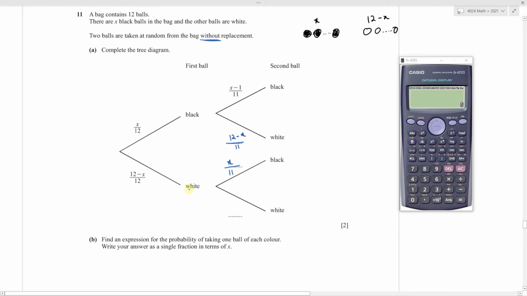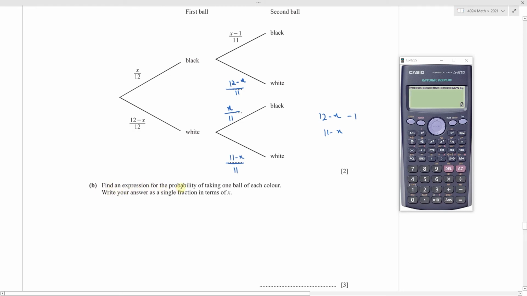If your first one is white, what is the probability that the second one is also white? Again, the total balls remaining are 11 because you have chosen one already. Now how many white are remaining? Originally there were 12 minus X white balls, and if you remove one, you subtract one from it. So this is 11 minus X. So if you choose first white, you have 11 minus X white balls remaining out of a total of 11. So this is how you will complete this tree diagram.